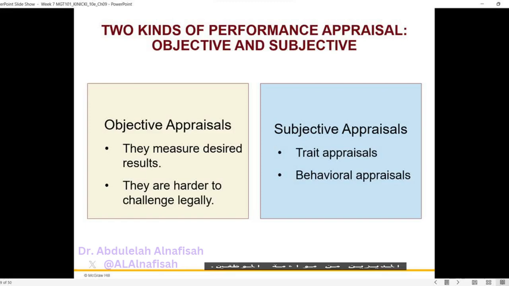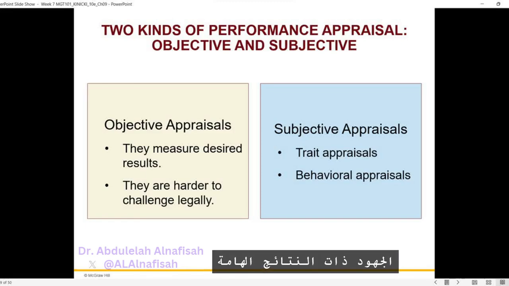Objective appraisals enable managers to align employees' efforts with important or preferred outcomes and provide a clear basis for evaluating performance. Advantages of objective appraisals. Focus on results. Objective appraisals direct employees' attention to specific goals and outcomes that are important to the organization. Legal defensibility. Objective appraisals, being based on factual data, are generally more difficult to challenge legally as they are less susceptible to personal bias or discrimination claims.